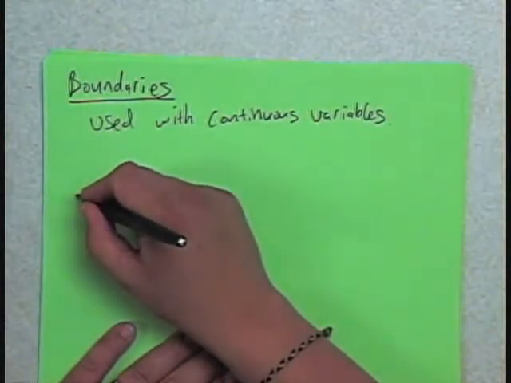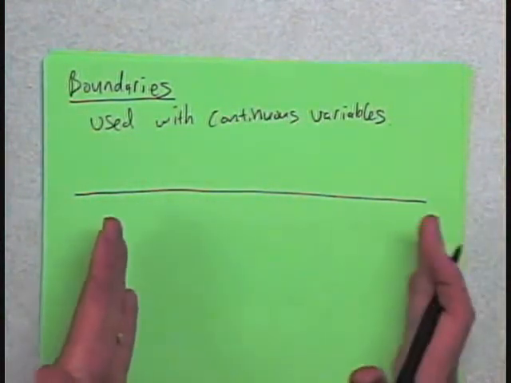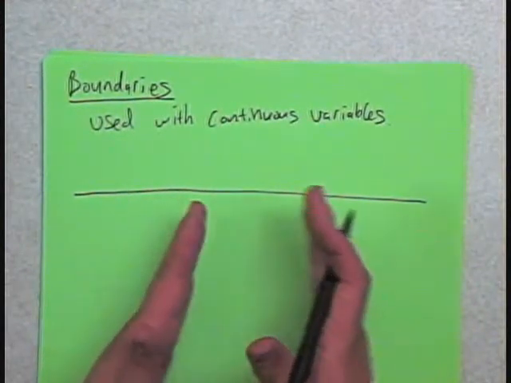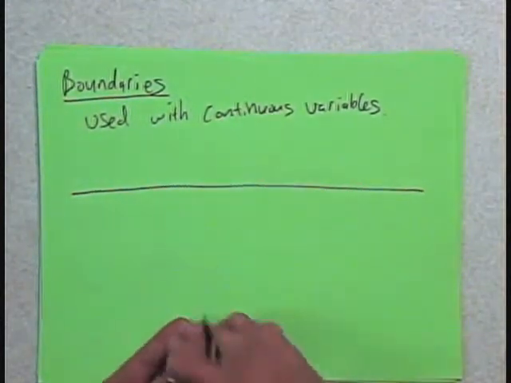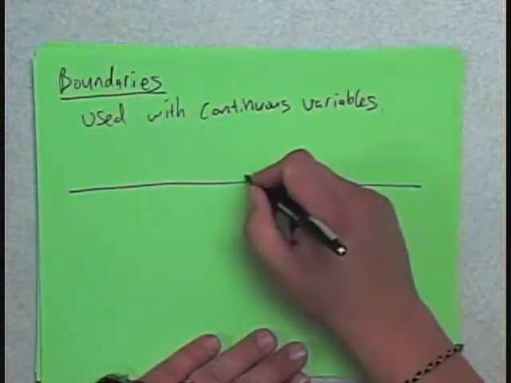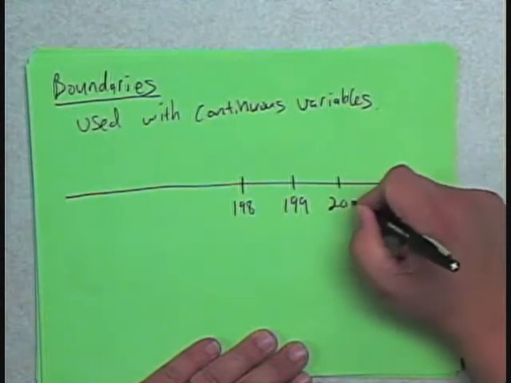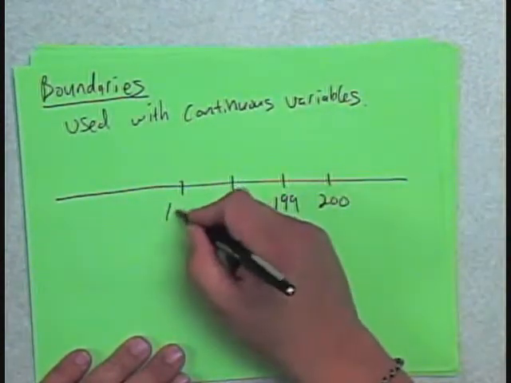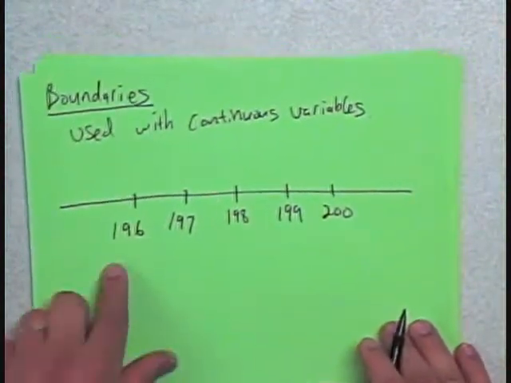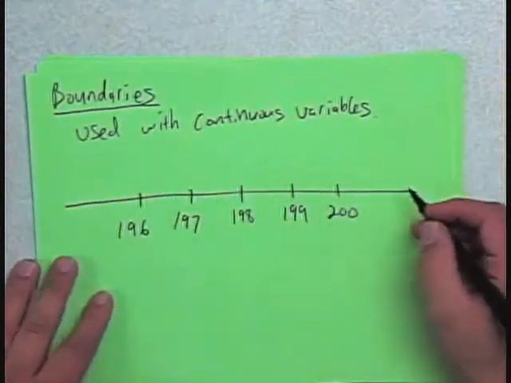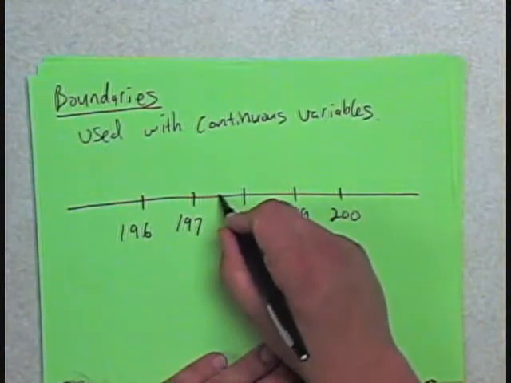So when we have a continuous variable, what we have to do, you could be anywhere on that scale, and what you have to do is decide which number am I closest to, and then you're going to say that in this case I'm 198 pounds. So here's the idea. Okay, so here's my scale, and you could be any weight in here. Okay, but I'm 198 pounds, and let's say you're 198 pounds.